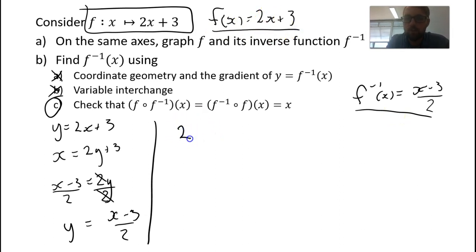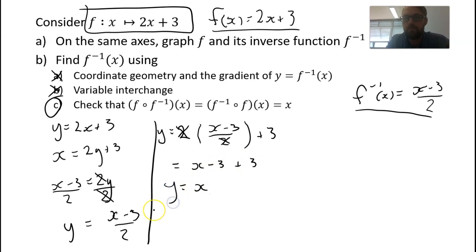So I've got 2. I'll write y this time, just because y equals 2 times my x. So this is now my x: x take 3 over 2, plus 3. So the 2 and then divided by 2, they're going to cancel out, and I'm left with just the top there, x minus 3 plus 3. Minus 3 plus 3, I'm just left with y equals x. All right, and that's what I was supposed to be left with.